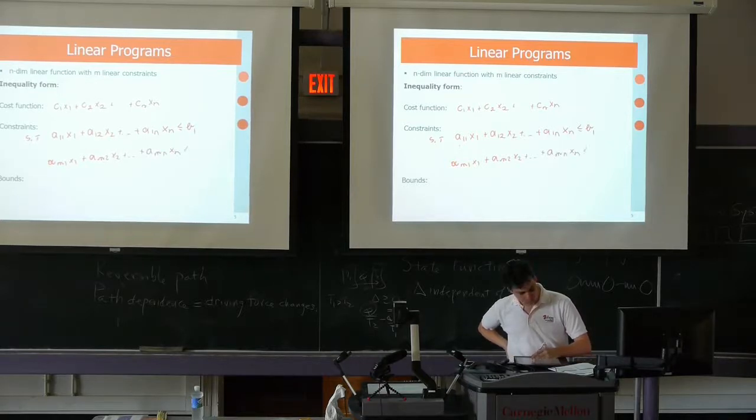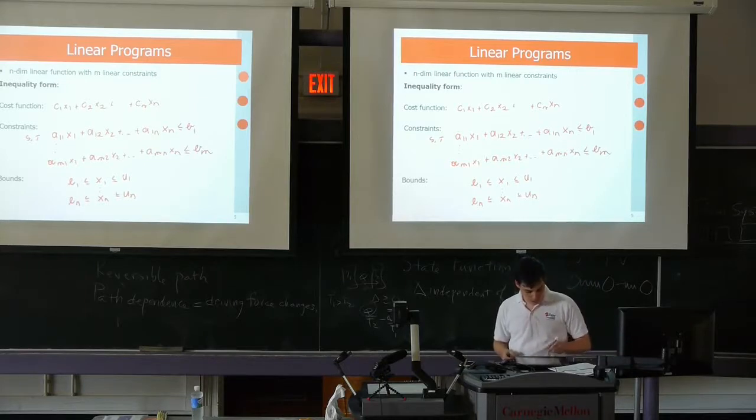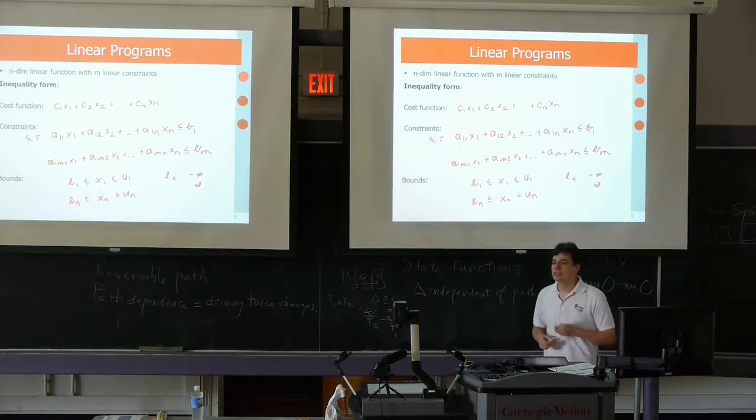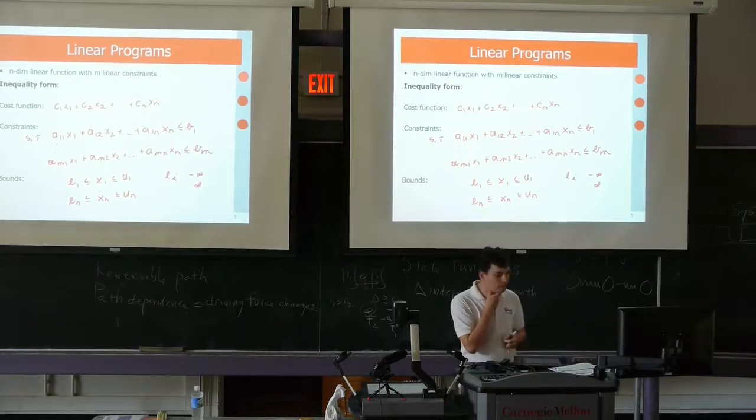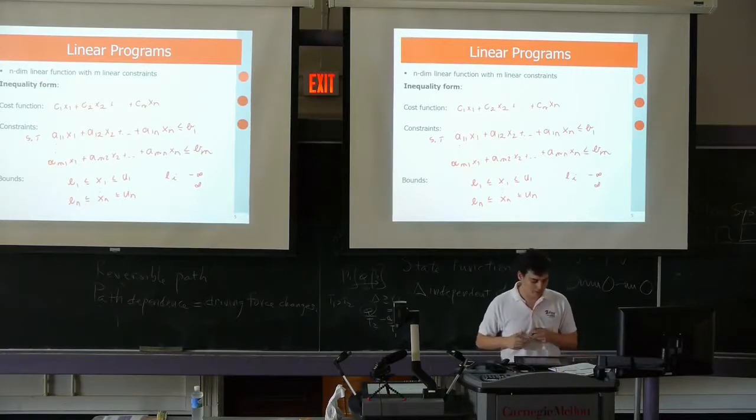... amn xn is less than bm, right? And we can have constraints on the bounds too, so say L1 is less or equal than X1, and X1 is upper bounded by U1. We have n variables, so Ln less than Xn less than Un. And of course these bounds L and U can be minus infinity or plus infinity too. Is this definition clear? Right, so we want to discuss in this lecture and next lecture how to solve these linear programs.